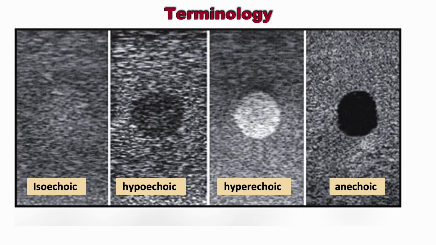Commenting on the lesions we see on ultrasound, or the terminology of the ultrasound, we have four basic terms here. The isoechoic is the one to the left, if they appear gray in comparison to the surrounding structure, hypoechoic if they appear dark, and hyperechoic if they appear bright, and finally anechoic if they appear black.